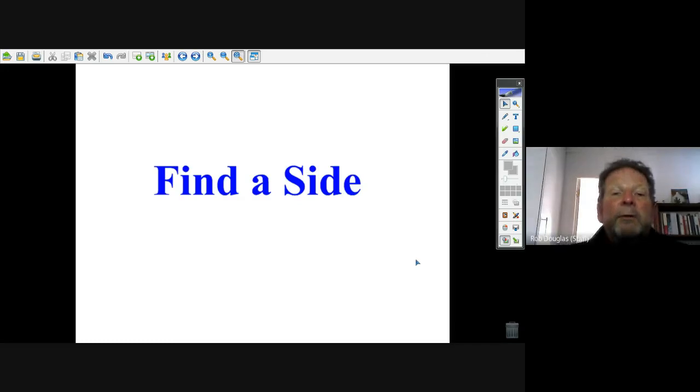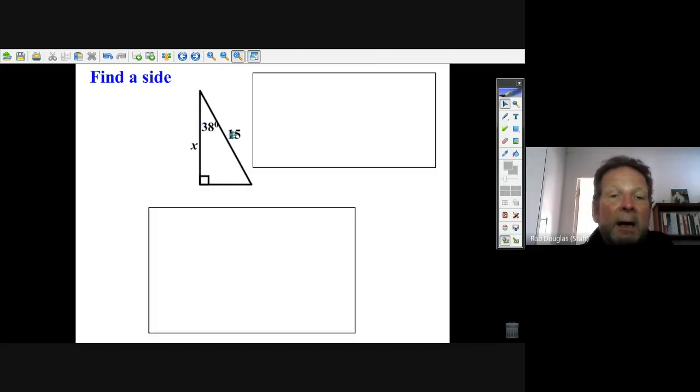Okay, now we're going to use trigonometry to find a side in a right angle triangle. Let's take a look. Here's a problem. We've got a right angle triangle. They gave us 38 degrees. This side here, next to the right angle and next to 38 degrees, that's x, this vertical side. And this long side is 15.